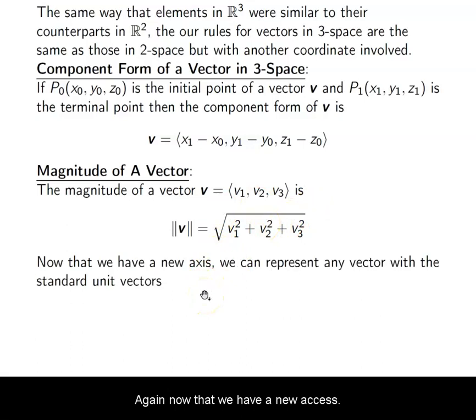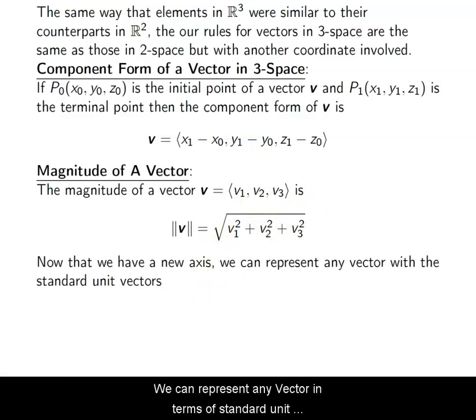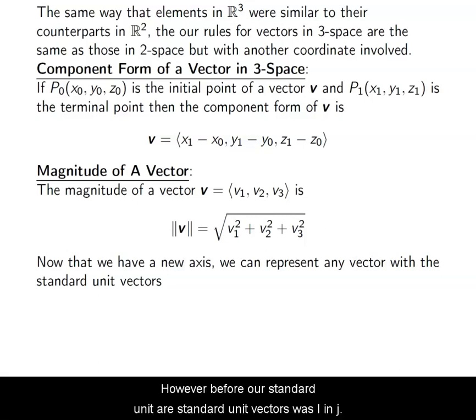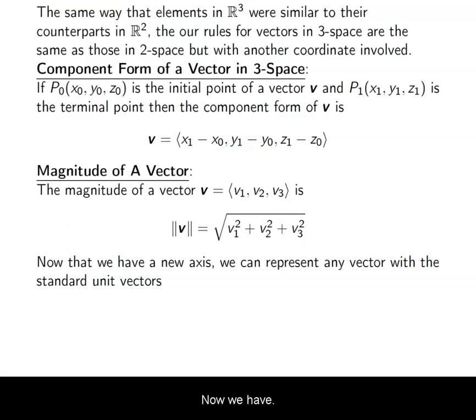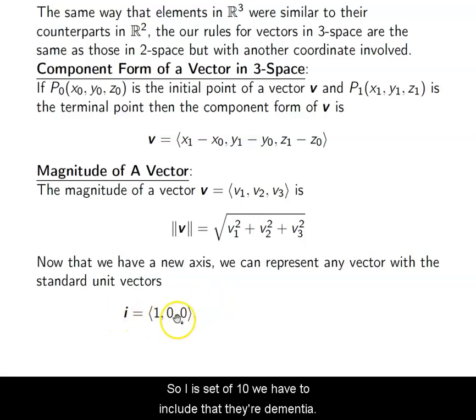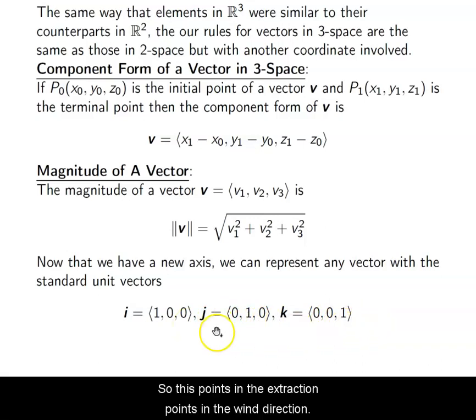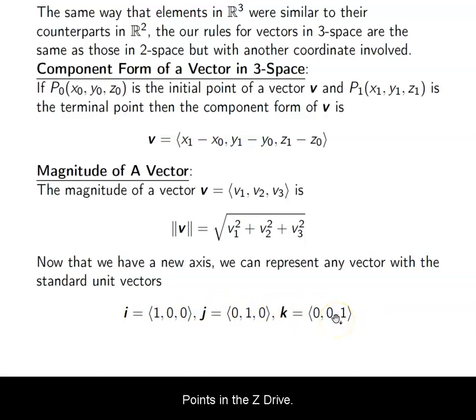So again, now that we have a new axis, we can represent any vector in terms of standard unit vectors, just like we could before. However, before our standard unit vectors were i and j. Now we have k. So before we only had 2 axes, now we have 3, so we need a third standard unit vector. So i is, instead of (1, 0), we have to include that third dimension. j is (0, 1, 0), and k will be (0, 0, 1). Right, so this points in the x direction, this points in the y direction, this points in the z direction.